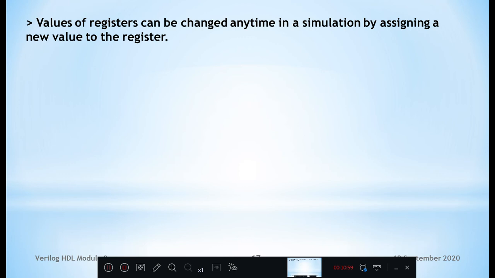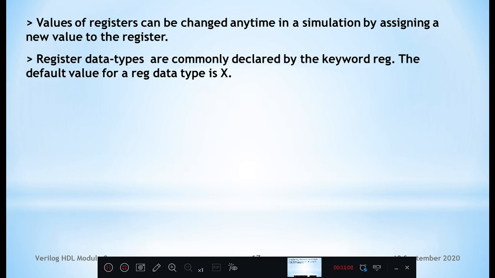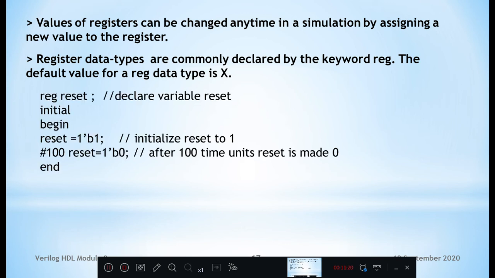Values of registers can be changed anytime in a simulation by assigning a new value to the register. Register data types are commonly declared by the keyword reg. The default value for register data type is unknown, X. If you consider an example, reg reset, we have defined reset as a register.